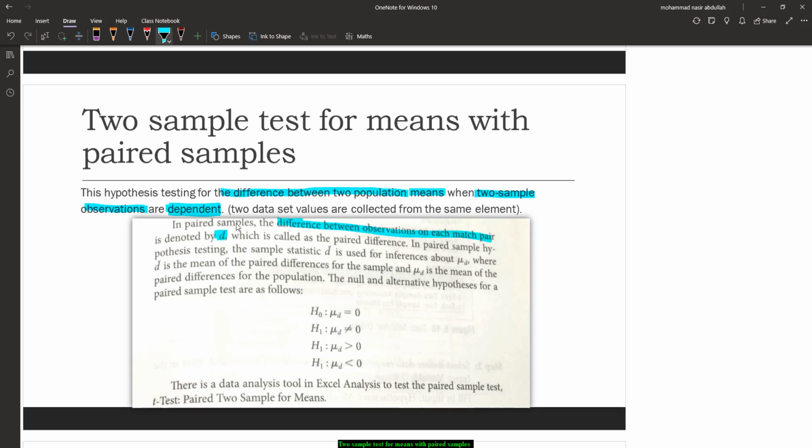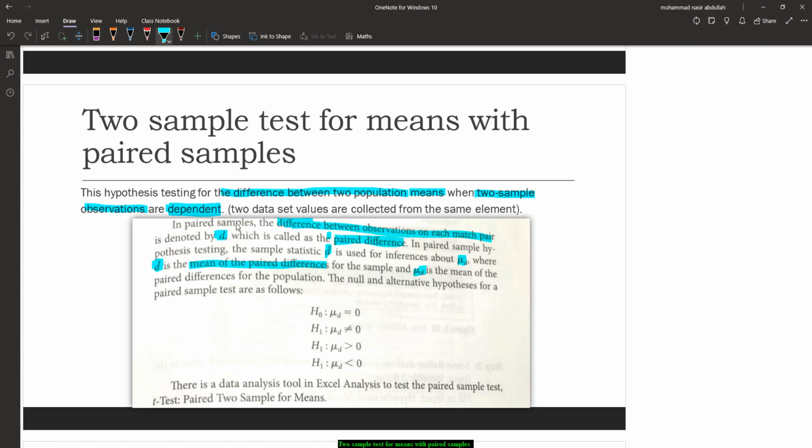We want to measure the difference of each value between two values. This is what we call the paired difference. So in paired sample hypothesis testing, the sample statistic D bar is used for inference of mu D, where D bar is the mean of the paired differences. Once you have calculated the difference of each data, then we calculate the mean of the differences. Mu D is the mean of paired difference for the population.